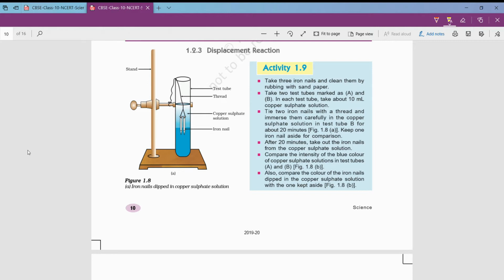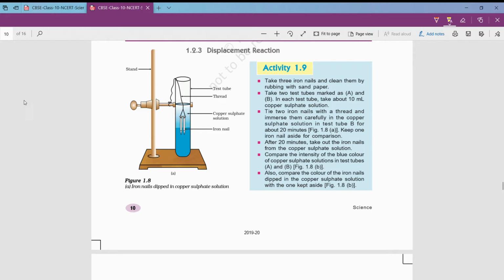Today we are going to see the remaining two types of chemical reactions. In the previous session we have seen what is combination reaction and what is decomposition reaction. In this lecture we are going to see what is displacement reaction and double displacement reaction.